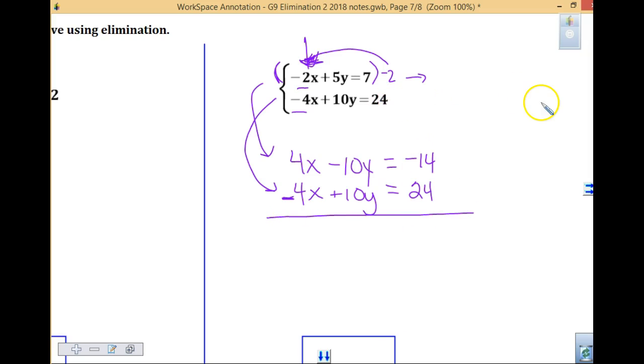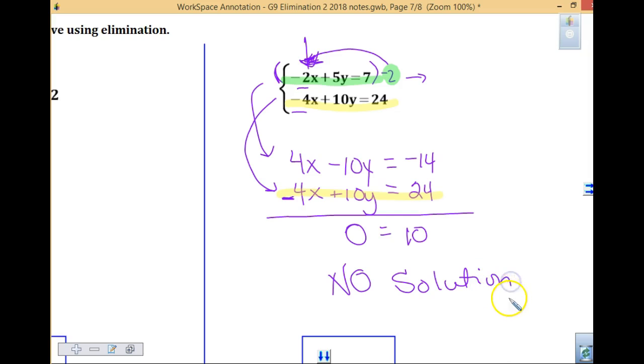The second one doesn't change, right? So the first one is the one that we took times negative 2. The second one was exactly the same as when you wrote it. And do both variables change? Do we eliminate them both? Yeah. 0 equals 10. No solution. A false statement is no solution for our system.